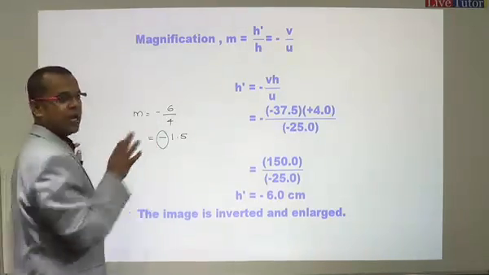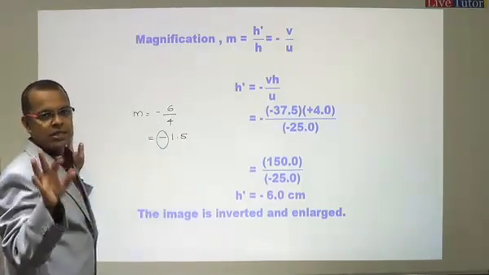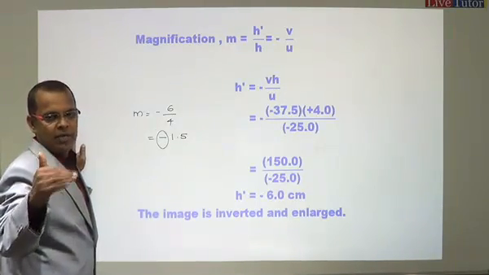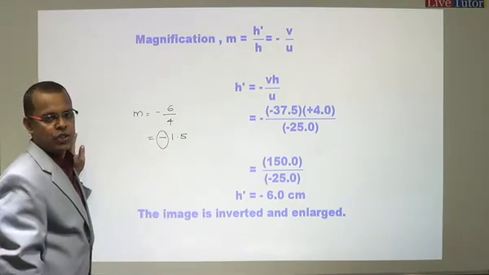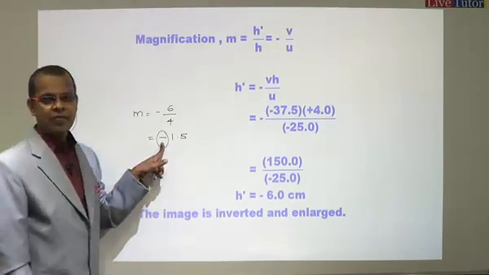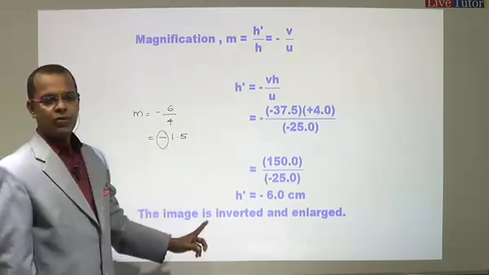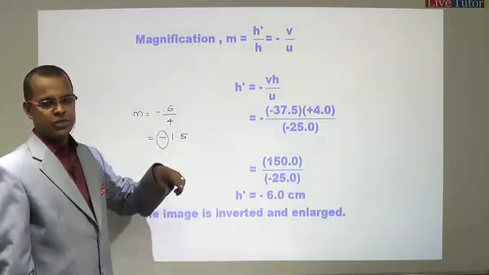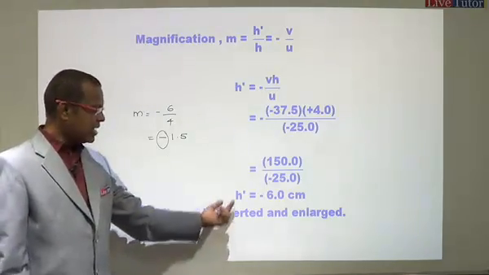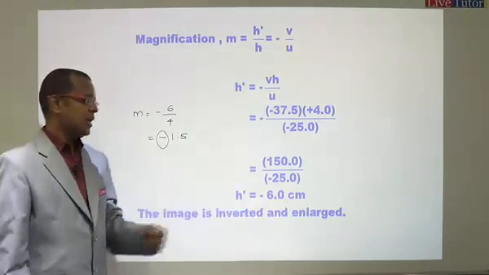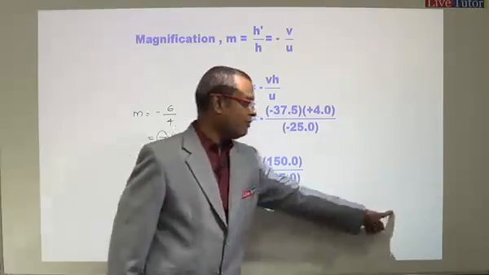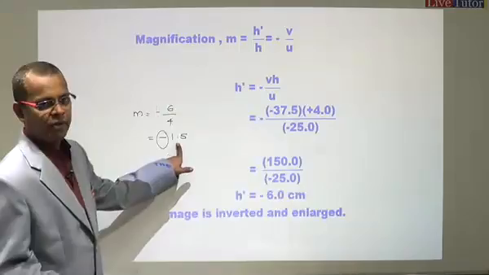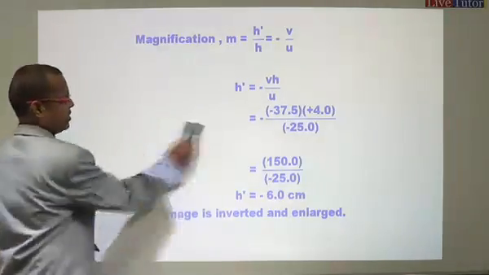These signs are only convention signs, the Cartesian sign convention. That is only to understand whether the image is real or virtual. For negative it is real, for positive it is virtual. Okay, so a real image, inverted one, and enlarged by a factor 1.5. So these are the points you have to remember.